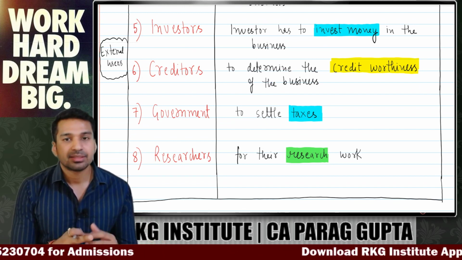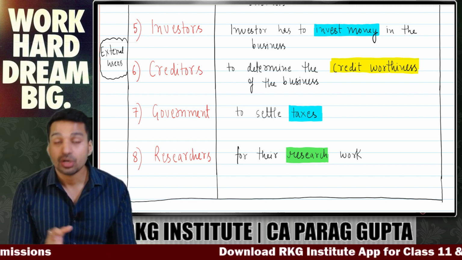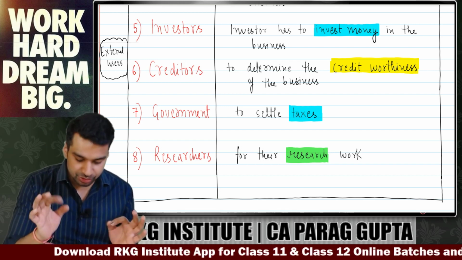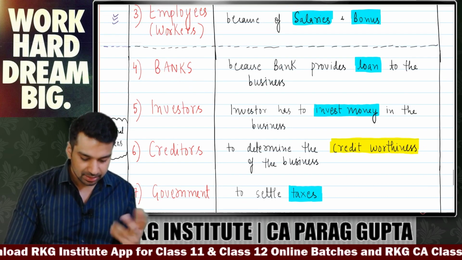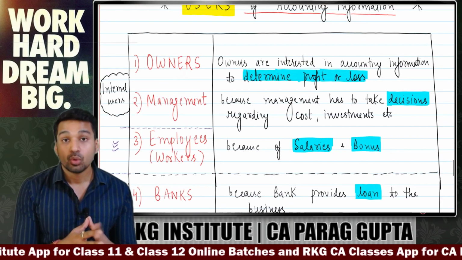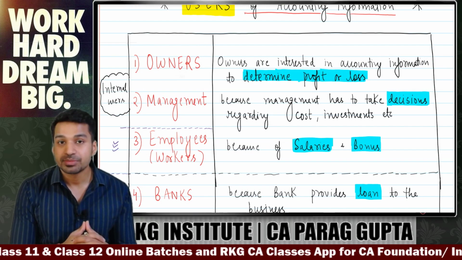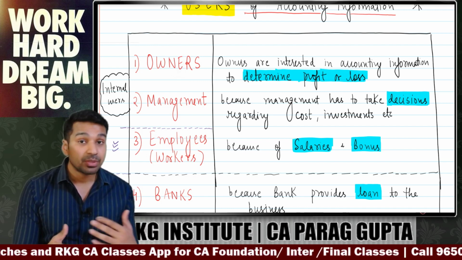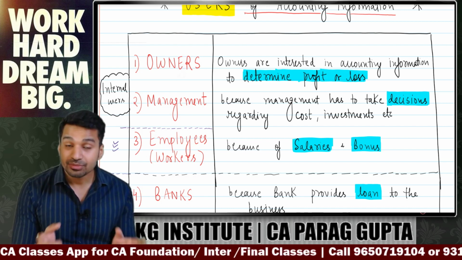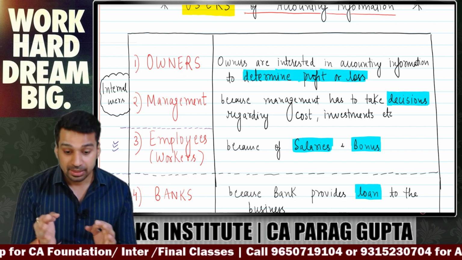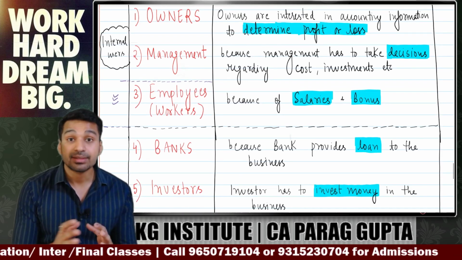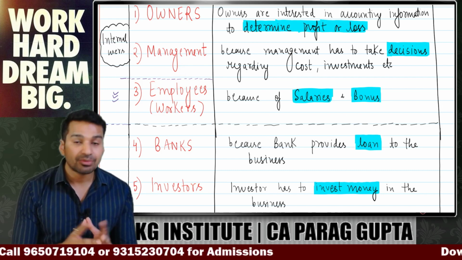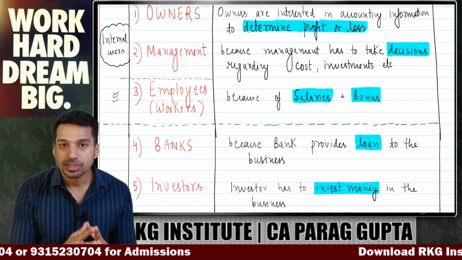Now why are they interested in our information? Because every user has some interest in our information and we should know what interest they hold. Like the owner wants to determine the profit or loss of his business, that is why he is interested in accounting information. Number 2, management wants to take decisions for the future, that is why they are interested in the accounting information. Number 3, employees, they want their salaries on time, they want their bonuses to be given to them on time. That is why they are also interested in our accounting information.